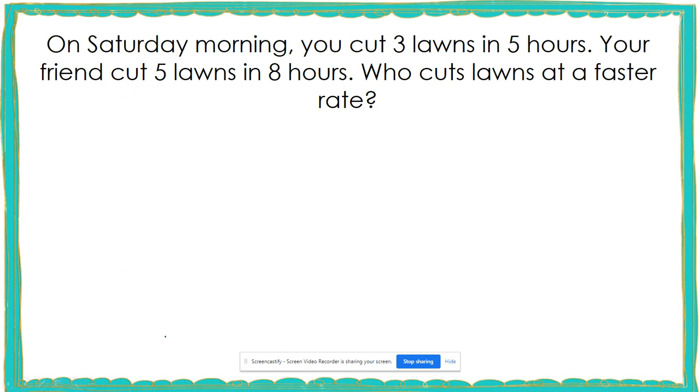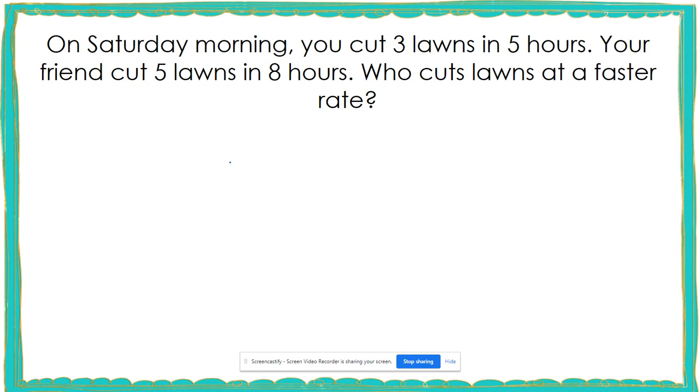We are going to solve real-world problems using proportions. So let's start with the first problem. On Saturday morning, you cut 3 lawns in 5 hours. Your friend cut 5 lawns in 8 hours. Who cuts lawns at a faster rate?